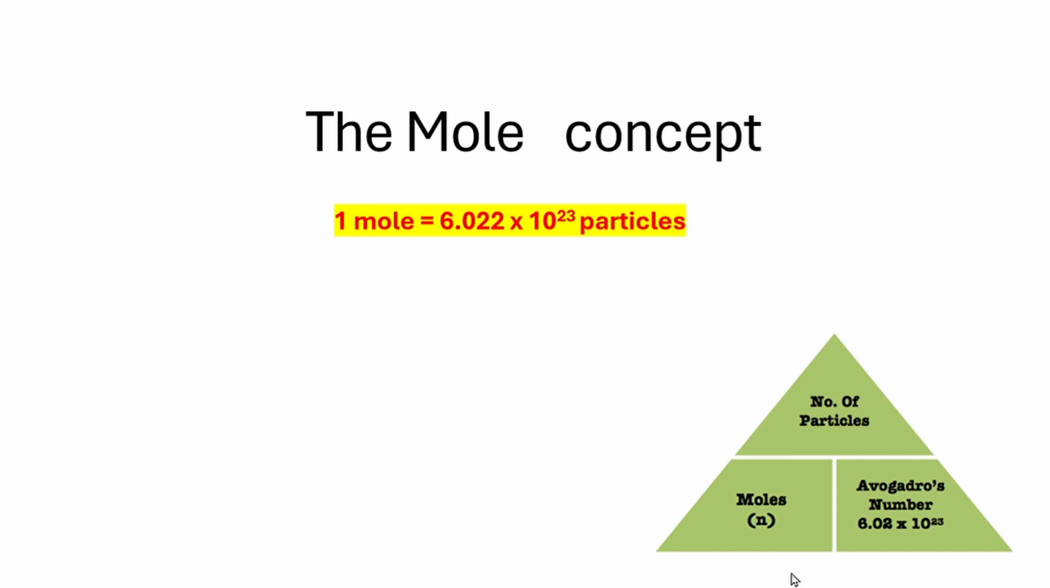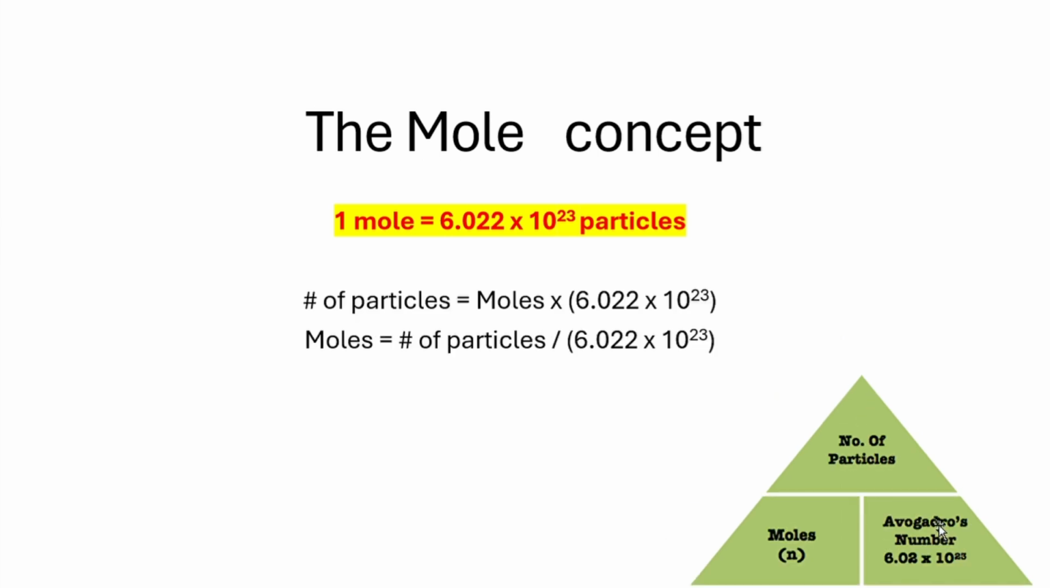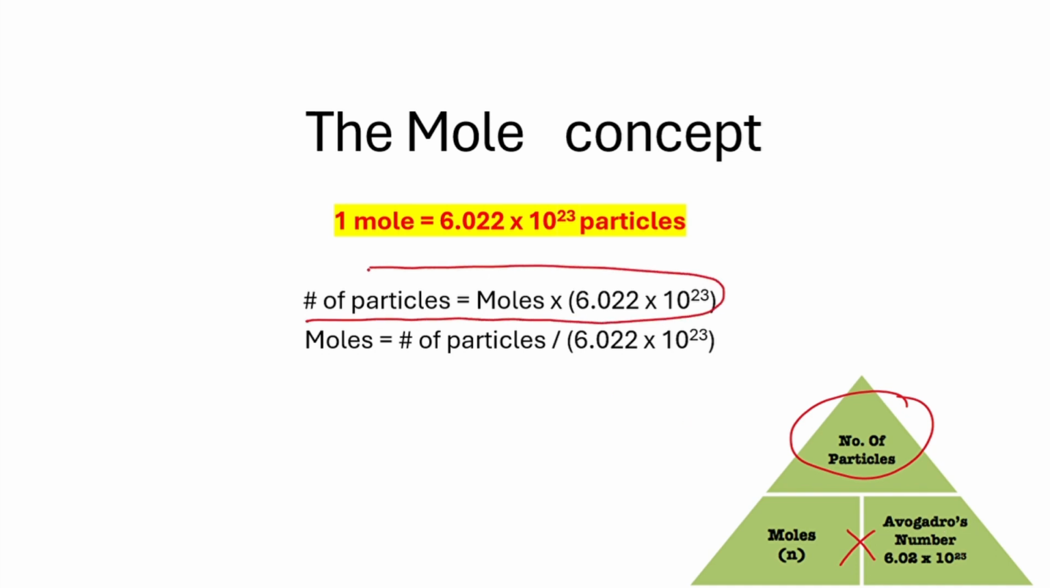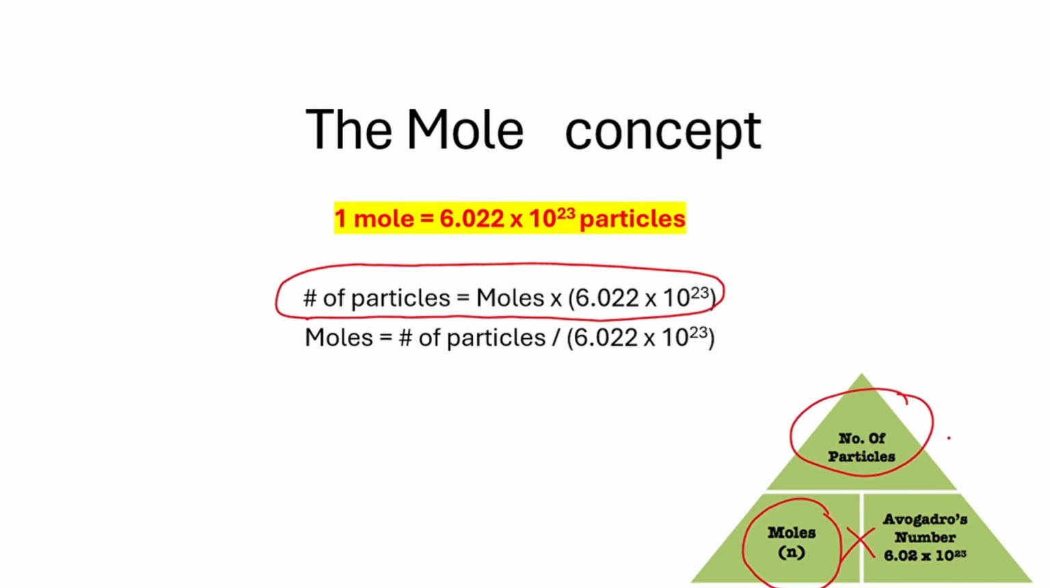Now, using this triangle, we can write the relationship between the number of particles, the moles, and the Avogadro's constant. So the number of particles is equal to the moles multiplied by Avogadro's constant. So here is the relationship, and if we rearrange it to find the number of moles, it will be number of particles divided by Avogadro's constant. So this is the same relationship written in another way.